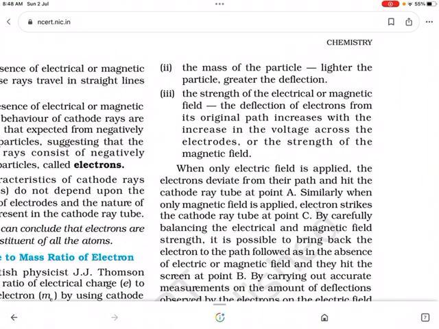The strength of the electric or magnetic field: the deflection of the electron from its original path increases with the increase in the voltage across the electron or the strength of the magnetic field. If the current supply is high, there will be an increase in the deflection of the electron.